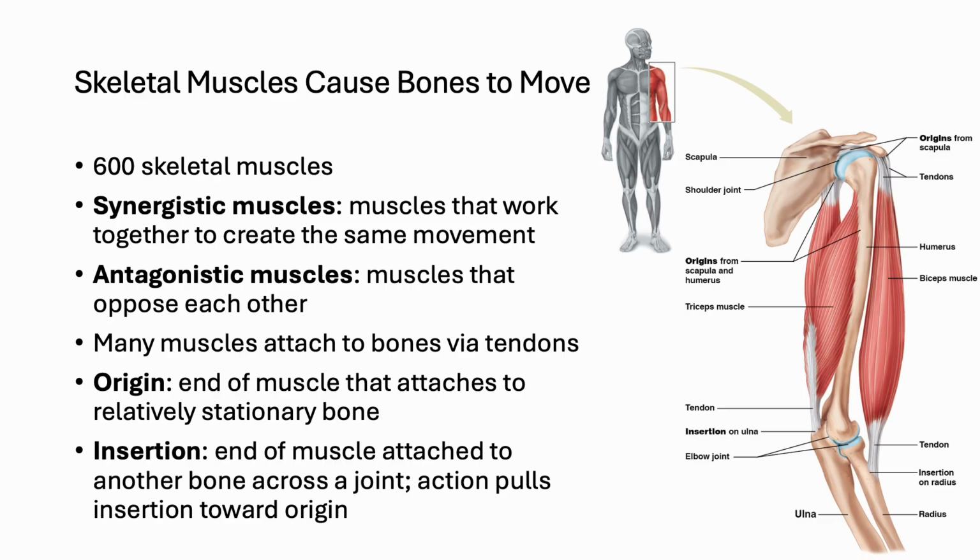Let's zoom in on skeletal muscles, since they're the ones most directly tied to body movement. We have about 600 of them, and they often work in pairs or groups. Synergistic muscles team up to create the same movement, while antagonistic muscles oppose each other to provide balance and control. Each muscle has its origin, which is anchored to a stable bone, and insertion, which attaches to the bone that moves. When contraction happens, the insertion is pulled towards the origin. This setup allows both powerful leaps and the fine movement of our fingers.